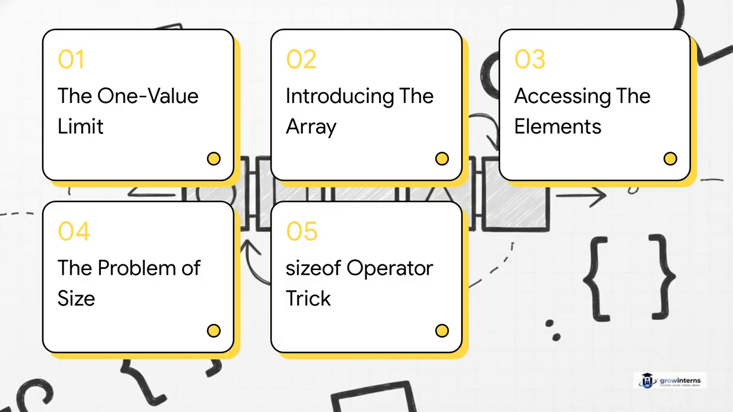So here's how we're going to break it down. We'll start with a problem you've probably already felt. Then we'll introduce the array as the perfect solution. After that, we'll see how to actually get the data inside it. And we'll wrap up with a really clever trick that makes your code so much smarter.